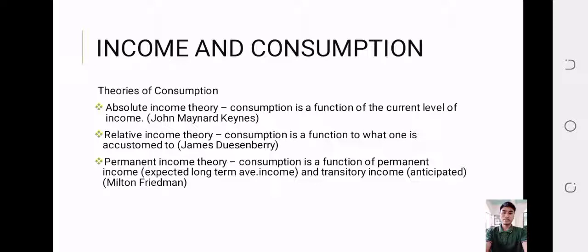Absolute income theory: consumption is a function of the current level of income. Relative income theory: consumption is a function of what one is accustomed to. Permanent income theory: consumption is a function of permanent income.